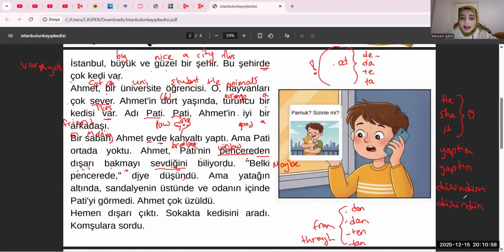Yatağın altı. Under the bed. Da, at, okay? Sandalyenin üstünde. Sandalye, chair. Üstünde means above. At, above the chair. Ve, and, odanın içinde. Oda means room. İçi, içinde. Odanın içi, inside of the room. Pati'yi görmedi. Again, past tense. He didn't see, görmedi. She didn't see, görmedi. It didn't see, görmedi. I didn't see, görmedim. You didn't see, görmedin.